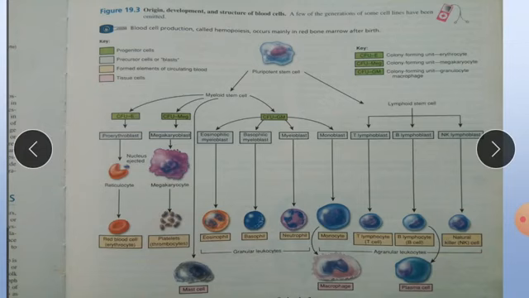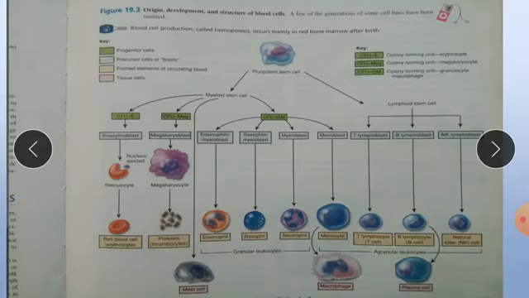These stem cells are called myeloid stem cells and lymphoid stem cells. Myeloid stem cells begin their development in red bone marrow and give rise to red blood cells, platelets, monocytes, neutrophils, eosinophils, and basophils. So these are the various types of blood cells. Lymphoid stem cells begin their development in red bone marrow but complete it in the lymphatic tissues. They give rise to lymphocytes.